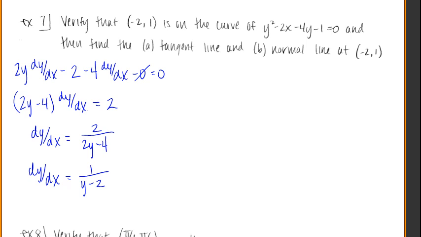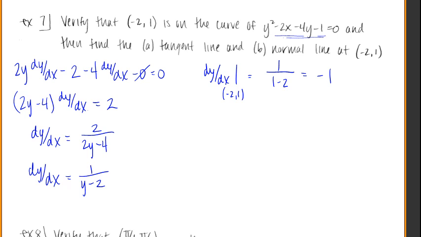So two different things I want to know. I want to know the slope at negative 2, 1, first of all. So let's find dy/dx at negative 2, 1. It's going to be 1 over, we only have a y value here, so 1 minus 2. So 1 over negative 1 is negative 1. So it's telling me that at this point, specifically at negative 2, 1, if I was going to graph this, the slope there is declining at a rate of negative 1 over 1.